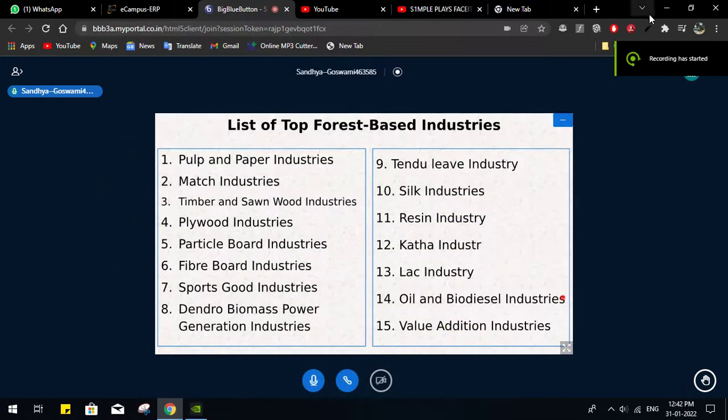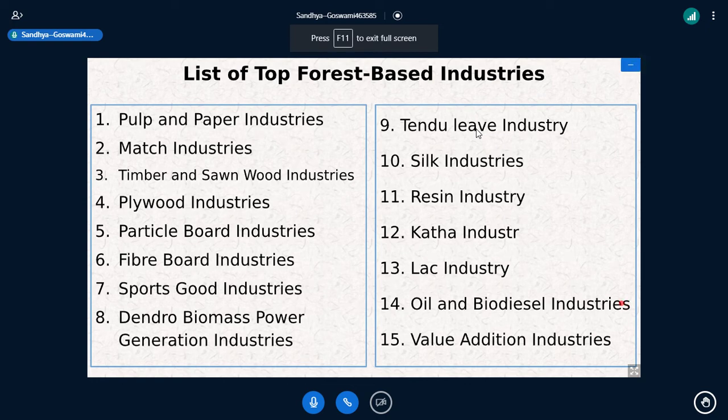These are non-wood industries, right? Non-wood forest-based industry, where the forest product we are using is non-wood. And then one industry is the value addition industry. Nowadays, it is very important, if we talk about today's time.